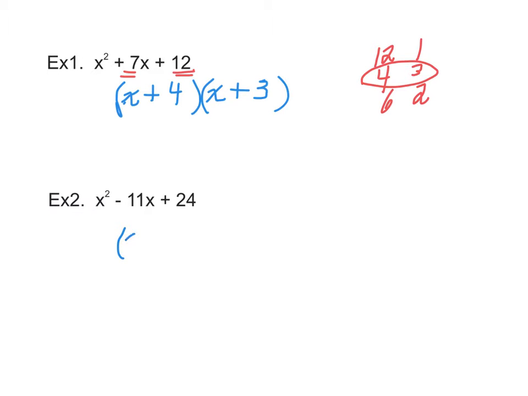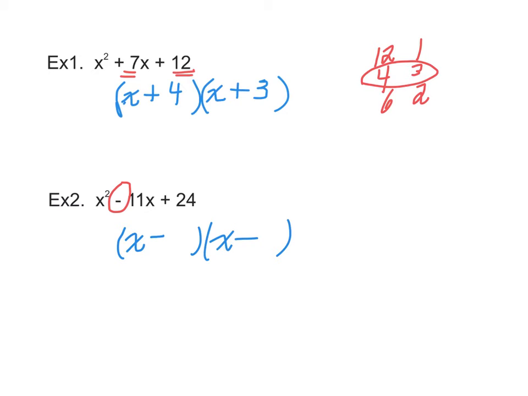In this one, once again, I'm going to have two x's to start. The key thing is, though, this negative sign first. We didn't have any negatives in the previous example. We're trying to multiply two numbers together to get 24, but then when you add the numbers, you're going to get a negative. The only way that's going to happen is if both of the factors are negative.